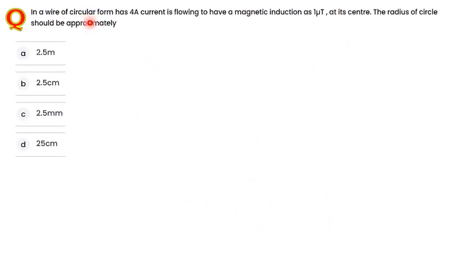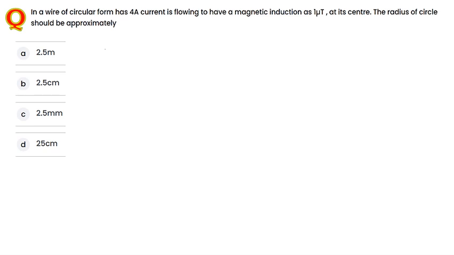In a wire of circular form, the wire has 4 ampere current, so the I value is given, and the magnetic induction B value is given, that is 1 micro Tesla. At the center, the radius of the circle should be? Now this is a simple one, you just work out the problem. I will give you the idea. Till now we have seen about this one only.